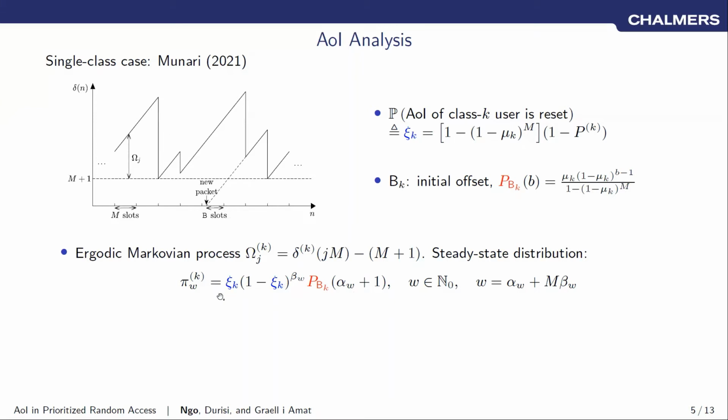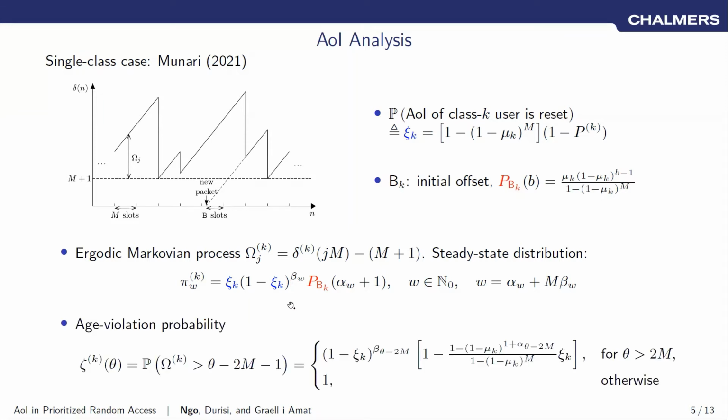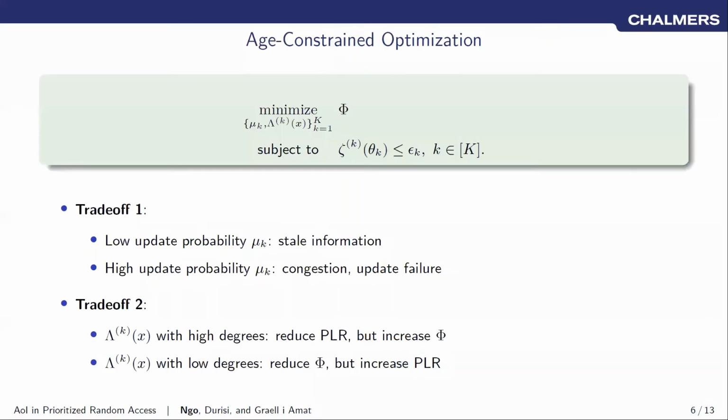This probability is basically given by the probability that the edge is first reset to a value alpha_w plus 1, which is the initial offset, and then the edge is not reset after beta_w frames. With that, we can compute the edge violation probability as the tail probability of this steady-state distribution, and we obtain this closed-form expression. Now we are ready to formulate the optimization problem.